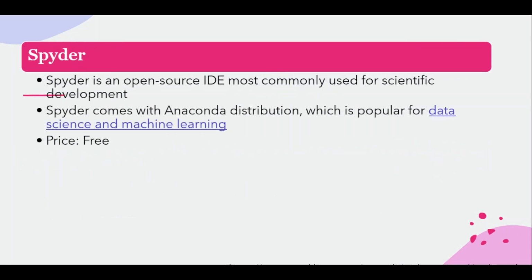Next one comes Spyder. Spyder is also an open source IDE, and it is commonly used for scientific development. Spyder comes with the Anaconda distribution. I'll let you know what Anaconda is and how we can install it in a coming video. This is also popular for data science and machine learning. This is also free.